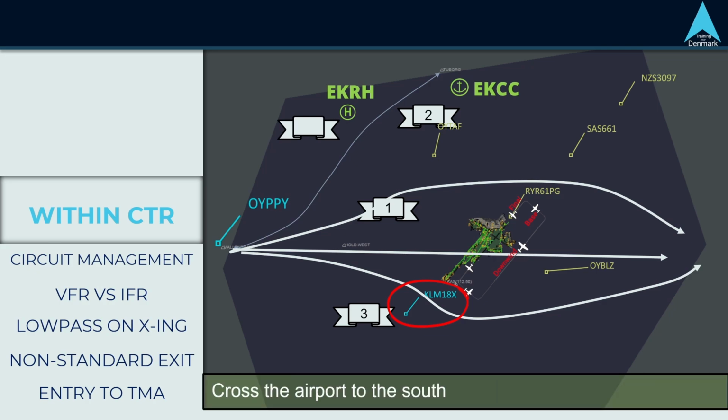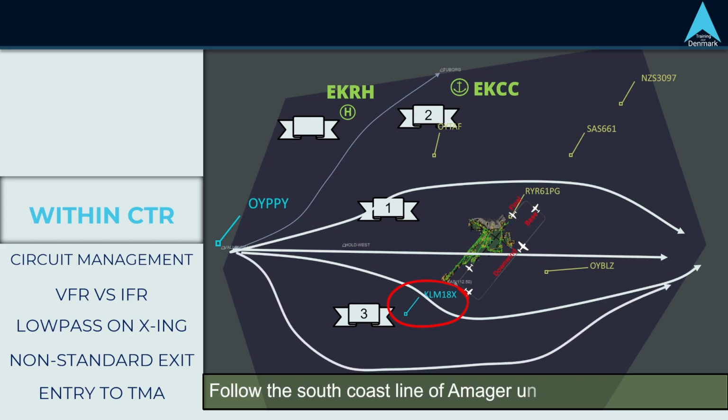Or maybe, as I have asked you so many times, maybe you can tune it a little bit and be even more specific and avoid confusion. How about say, cross the airport southwest of 04 left threshold. Now you're sure he's clear, but there's still a problem with the departure. So, can you be even more specific? Think, well, how about follow the coastline of Amager to the south until clear of the airport?